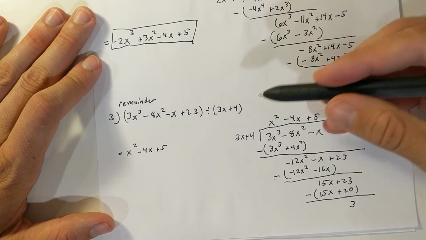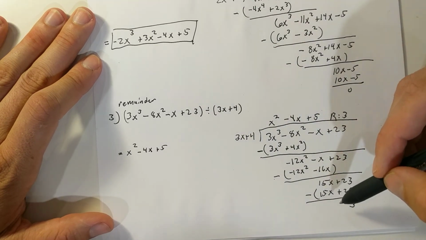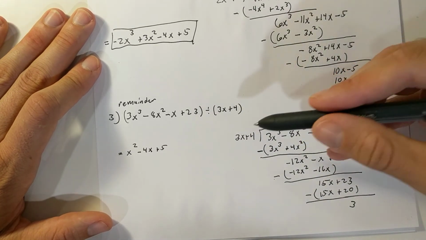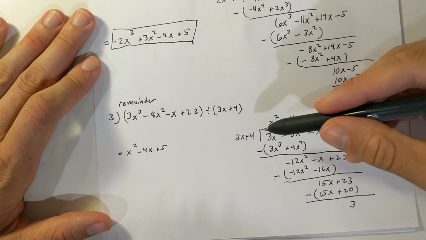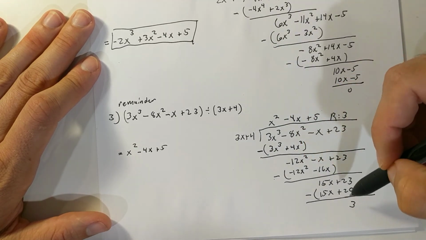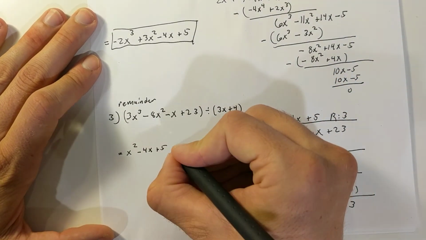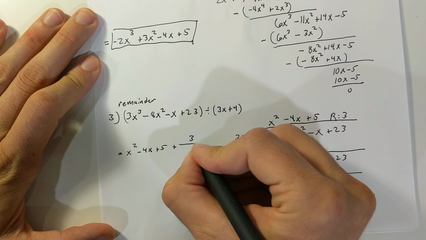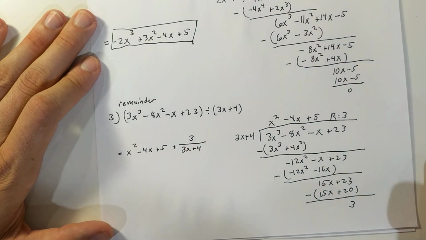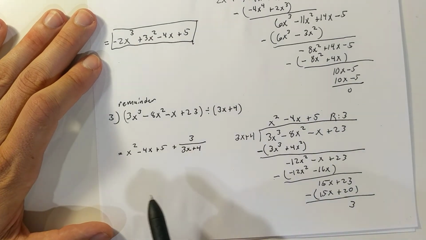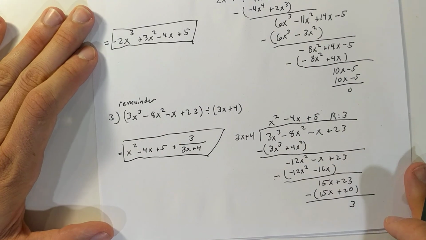And this 3, I was never actually able to divide by 3x plus 4. It was just there, and I cannot divide 3 by 3x plus 4 because this has an x and 3 obviously doesn't. So I write it as a remainder, and I say, oh, well, 3 was still around, and I never actually got to actually divide it. So I'm just going to write it as a fraction, or as a division. And so you can write your solution like that.